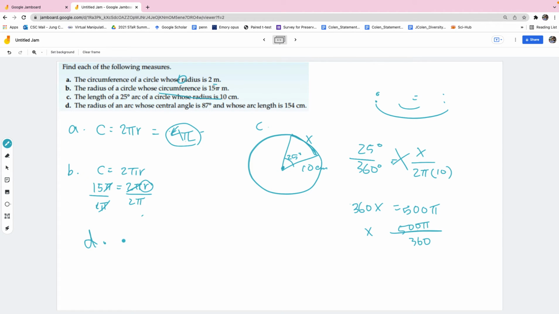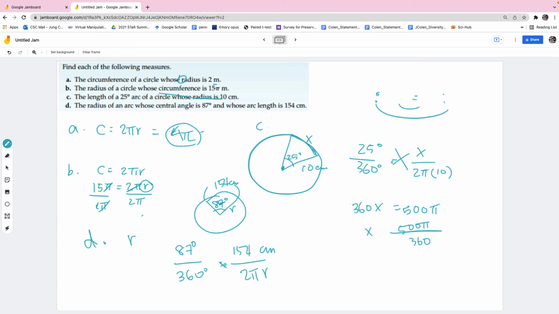And let's look at D. The radius of an arc is what you need to find. So r is not given, and you need to find the r of an arc whose center angle is 87 degrees. That's the question. And whose arc length is given, 154 centimeters, right? So we can use the same proportion again. So 87 degrees over the total 360 degrees, part over whole, and the part, the arc length, is 154 centimeters over the whole, 2 pi r, where we don't know what r is, right?